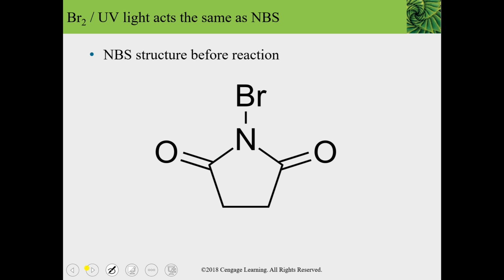So again, here's your structure before any allylic reaction of NBS. And in the end, once it's all said and done, the reacted finished product will be this. And this is just your succinimide. You'll note, we've looked at the structure of NBS, both before and after the reaction, several times. In fact, I have a whole slide just on its structure. That should mean it's important to you also. Wink, wink.